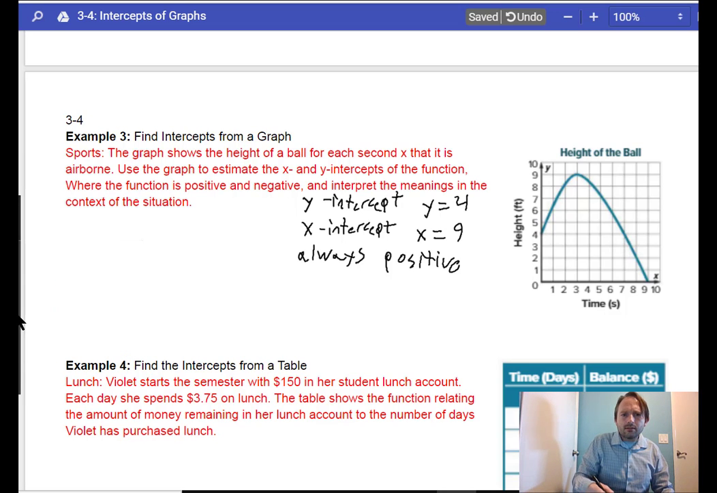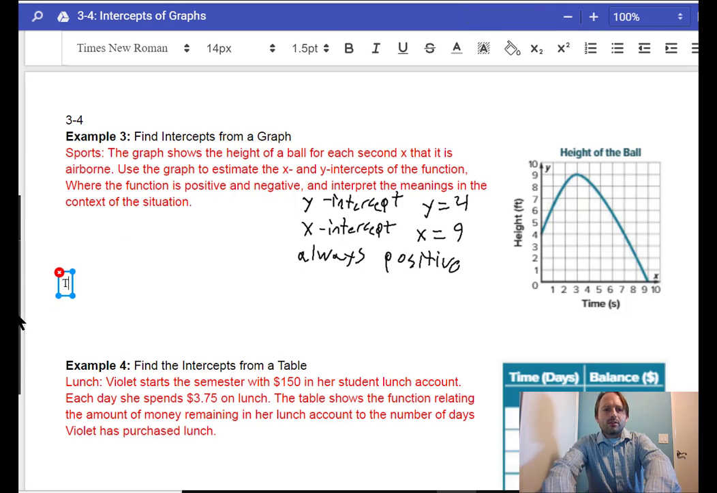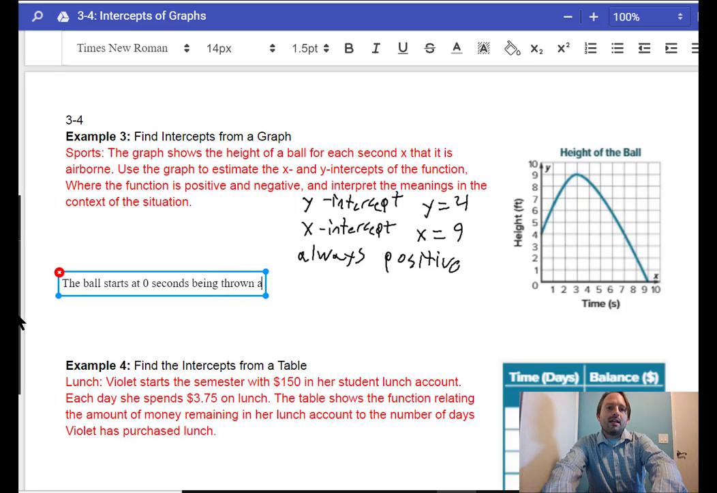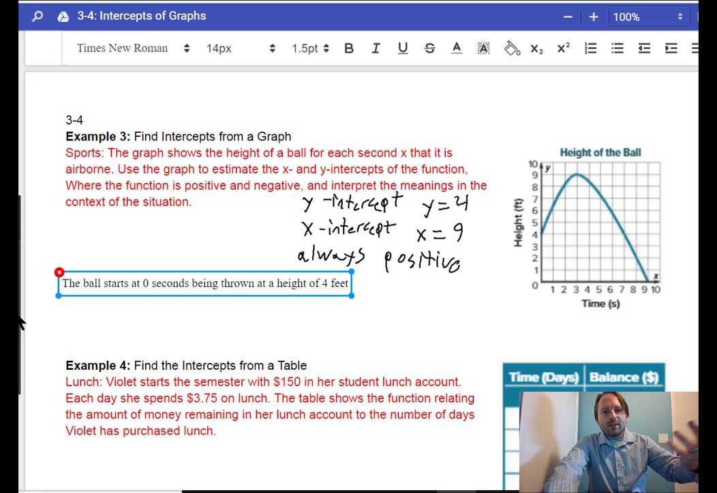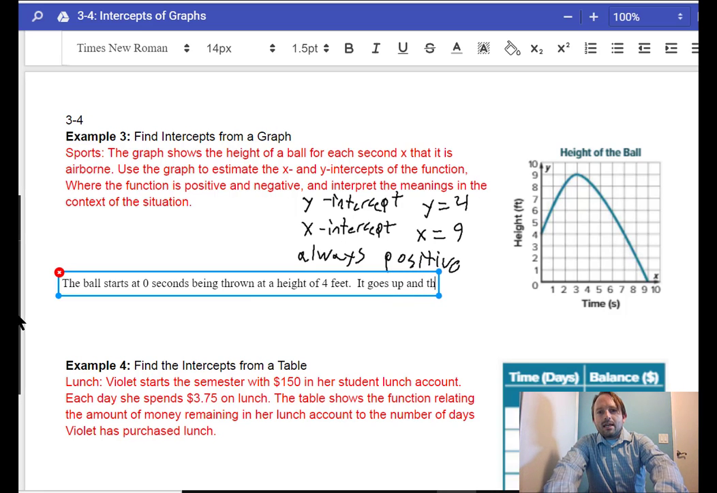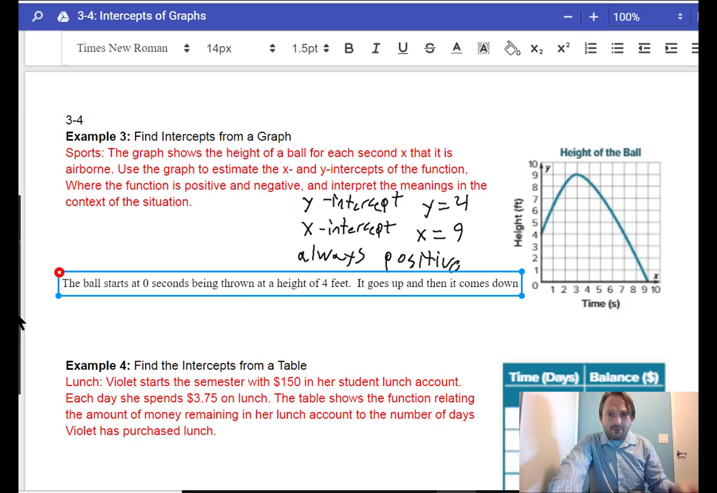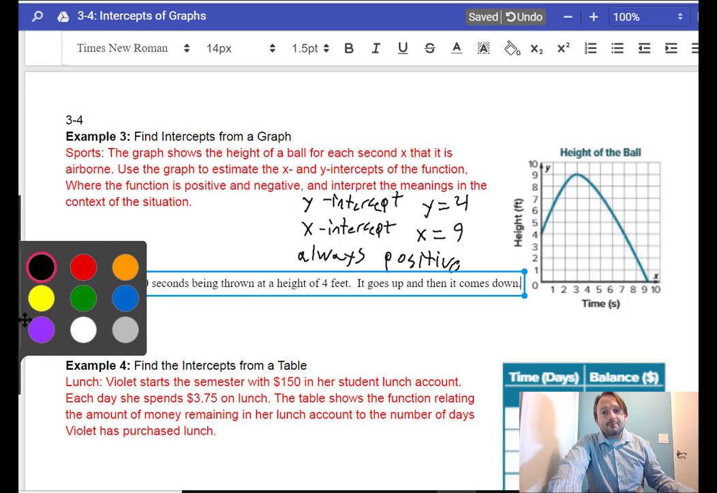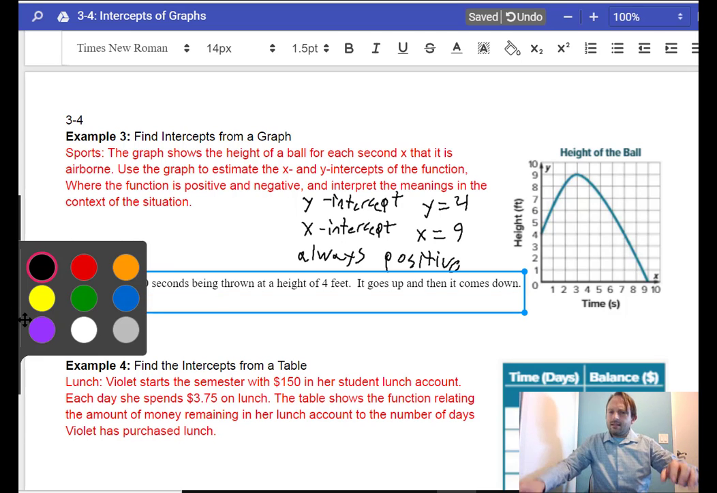All right. The ball starts at 0 seconds being thrown at a height of 4 feet. Well, that's probably about how tall the person throwing the ball is. It goes up, and then it comes down. Now, if we wanted to be more specific, it goes up until about 3 seconds, and then it's going to come down.